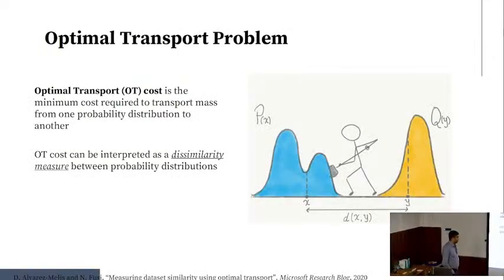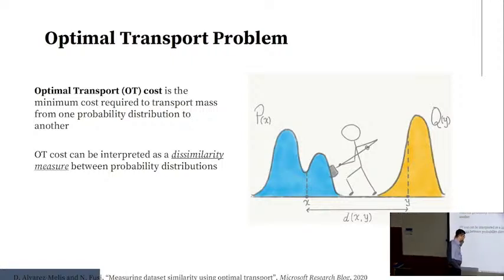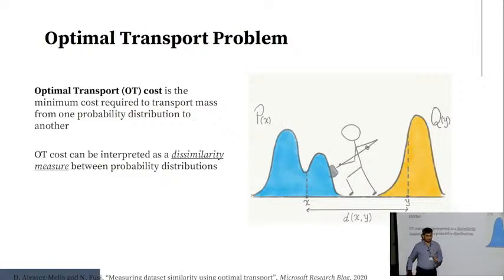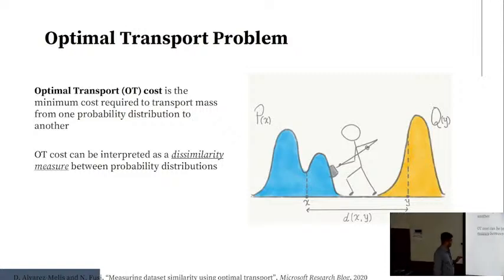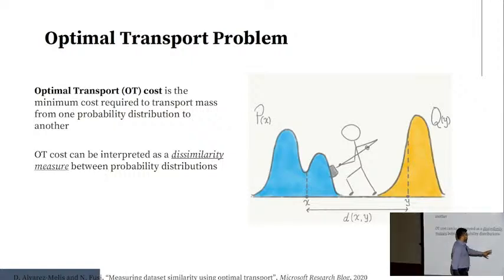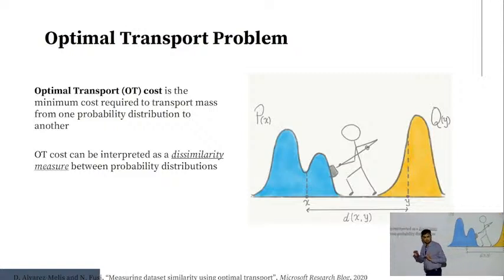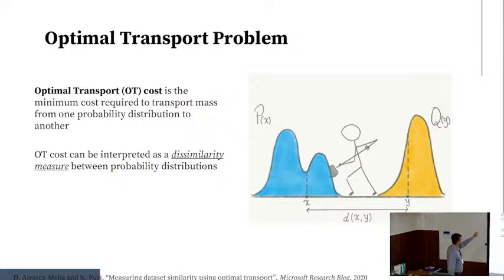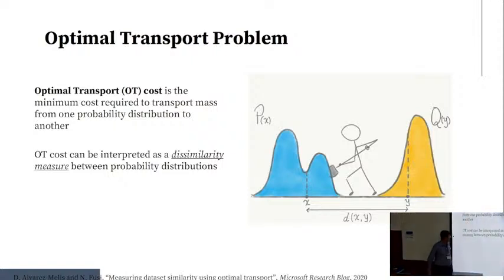So what is optimal transport? You're given two distributions, let's say this blue distribution and the yellow distribution. If you want to transport delta mass from x to y, the cost associated with that is delta times the distance between x and y. Then the optimal transport problem asks you to transport all the mass in the blue distribution to the yellow distribution in the cheapest possible way, the minimum cost way. The cost associated with that is called the optimal transport cost.